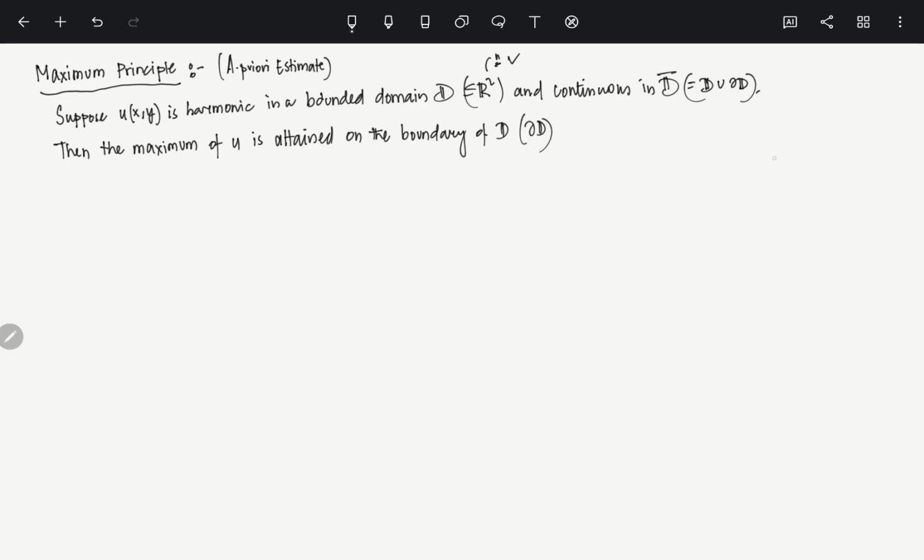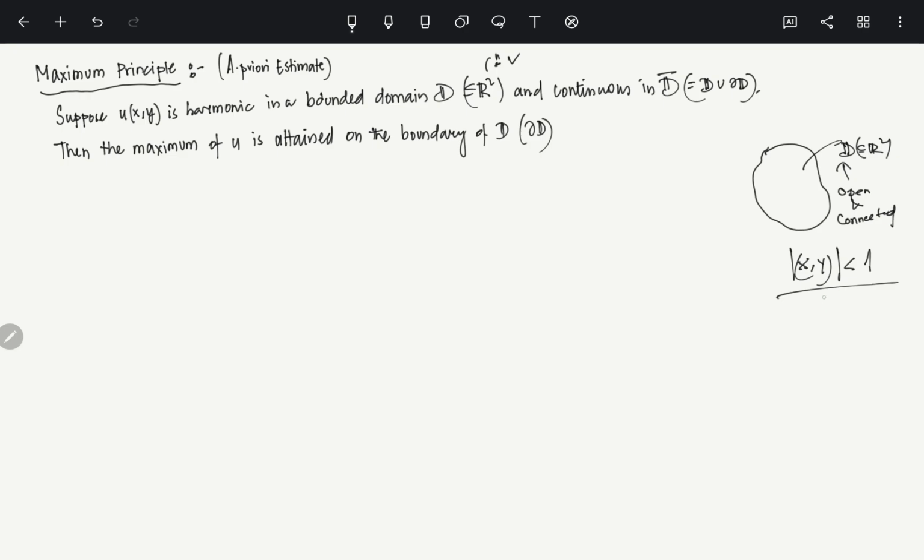What am I saying is this? Let's say you have a domain D. This is your domain, a subset of R2, and domain means this is open and connected. As an example, you can think of the set of all (x, y) such that the modulus of (x, y) is less than 1. That's a unit ball, and that is an open and connected set.